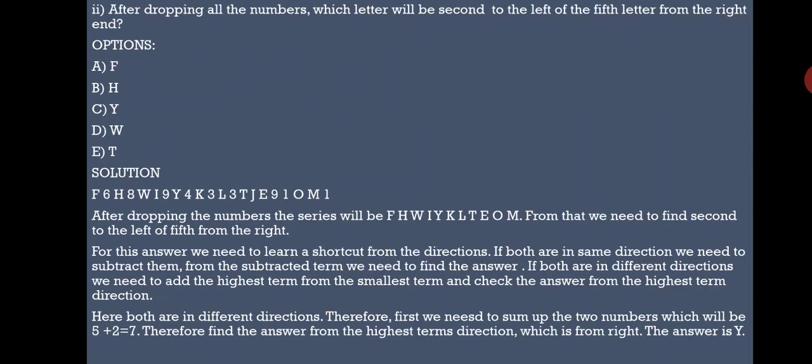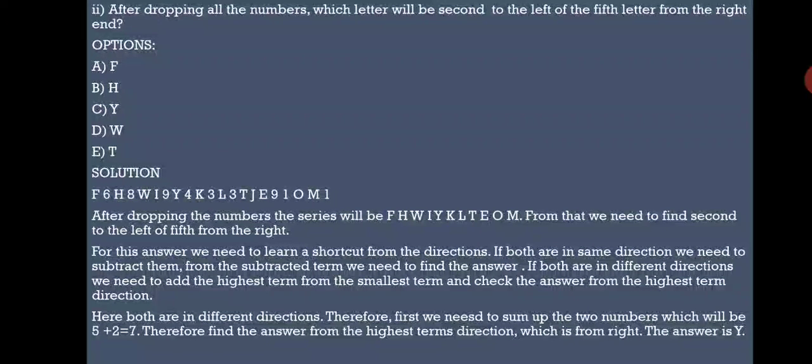So for this answer we need to learn the shortcut for the directions. If both are in the same direction, we need to subtract them, and from the subtracted term we need to find the answer. If both are in different directions, we need to add the highest term and the smallest term and check the answer from the highest term's direction. So here both are in different directions, right? So we need to find the term second to the left of fifth from the right.